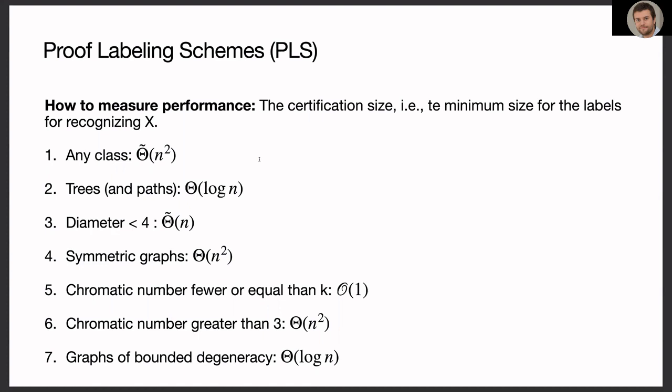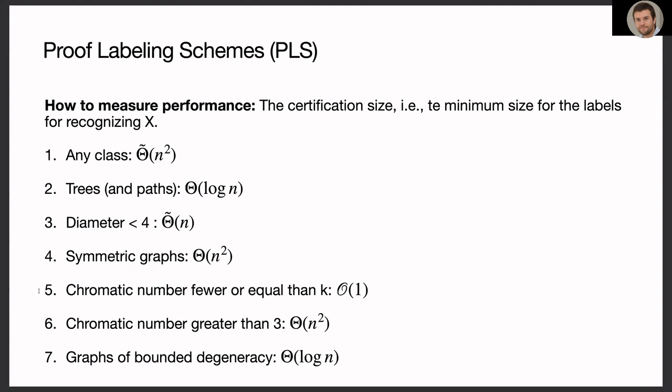If we want to recognize trees and paths, this is the classic paper on proof labeling schemes. They show that log n bits are enough and required. If you want to check the diameter, we require order of n bits of certificates. The tilde here hides, as always, the logarithmic factors.